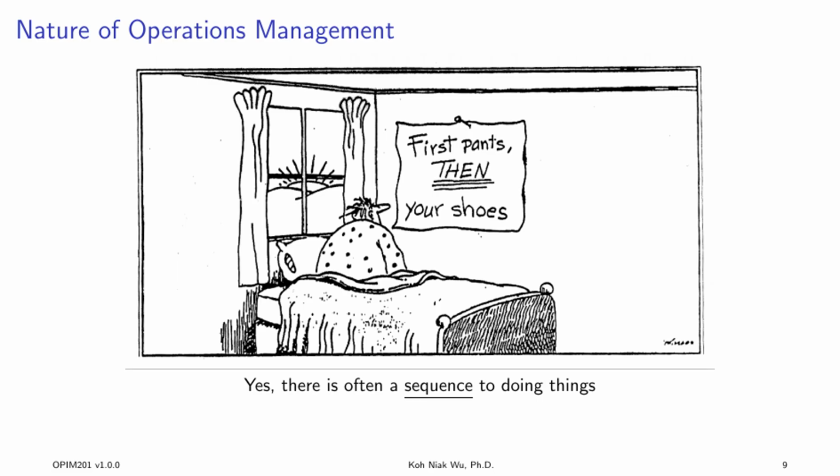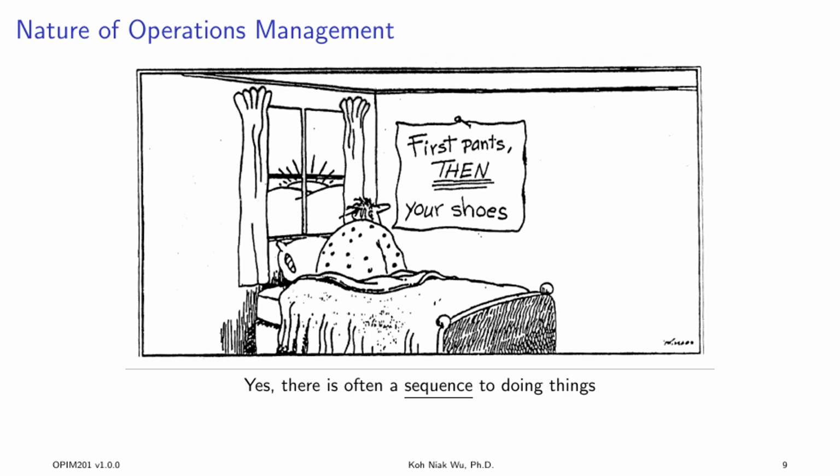In operations management, we focus on the processes that create goods and services. The cartoon illustrates an important concept: the sequence of tasks. The character in the image emphasizes that there is a specific order to follow. First, you put on your pants, then your shoes. This simple idea applies to operations management. Just like getting dressed, many tasks in operations must be done in a certain order to be effective. Understanding this sequence helps us improve efficiency and reduce errors.